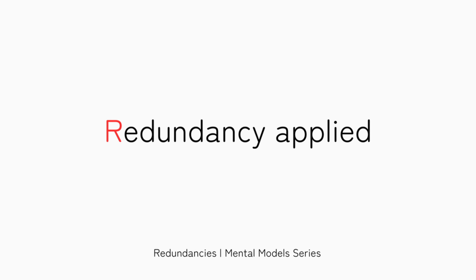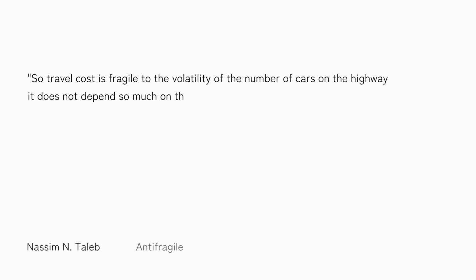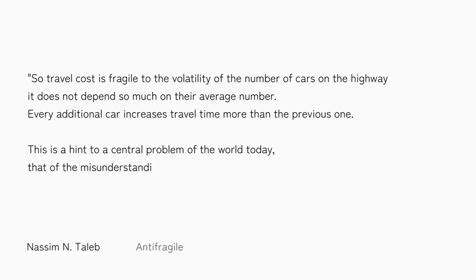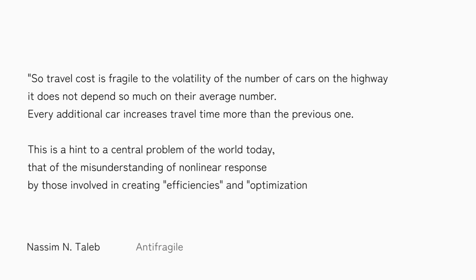Let's have a look at the trade-offs between redundancies and efficiencies. Travel cost is fragile to the volatility of the number of cars on the highway; it does not depend so much on the average number. Every additional car increases travel time more than the previous one. This is a hint to a central problem of the world today, that of the misunderstanding of nonlinear response by those involved in creating efficiencies and optimization of systems.